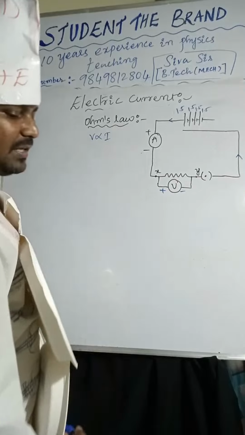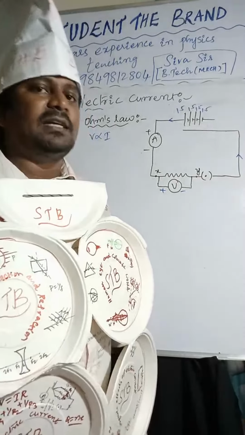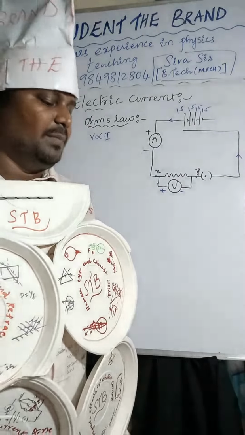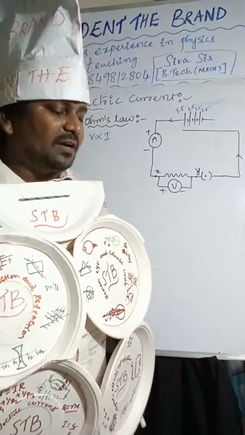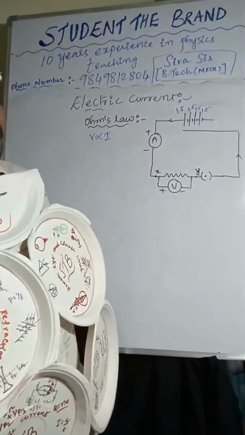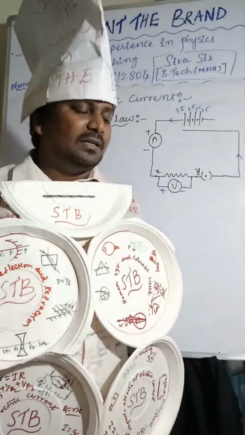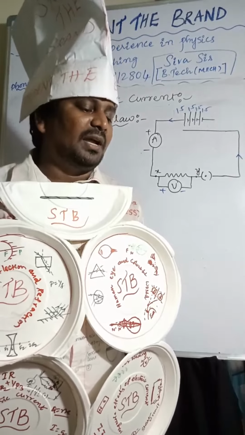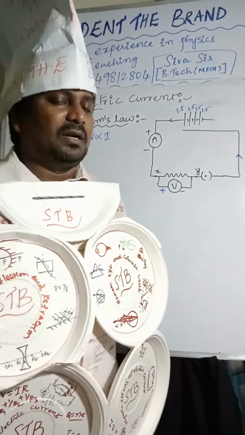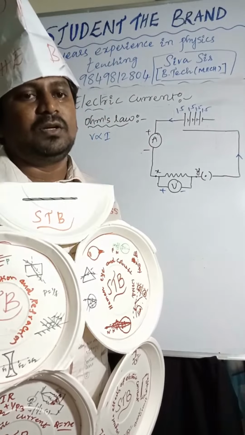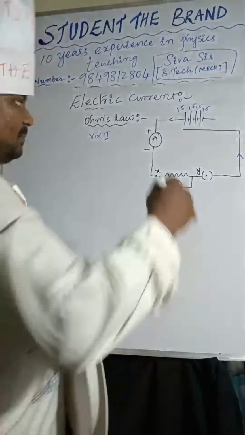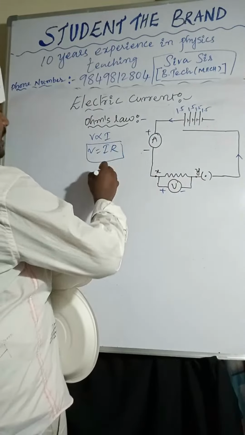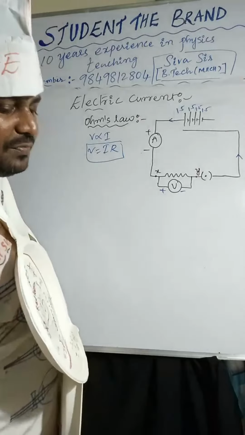The potential difference across a given metallic conductor is directly proportional to current flowing through it. V is directly proportional to I, V equal to IR. So now I am considering V equal to IR. Here Ohm's law gives the definition of resistance.